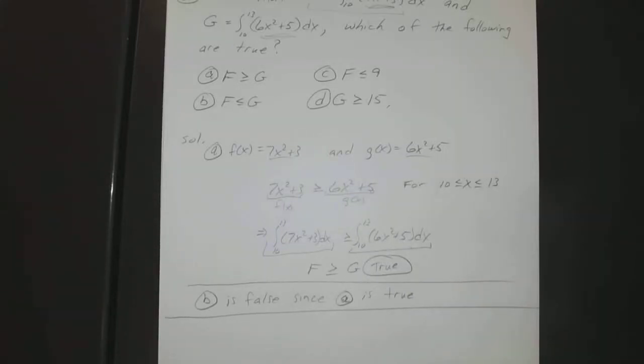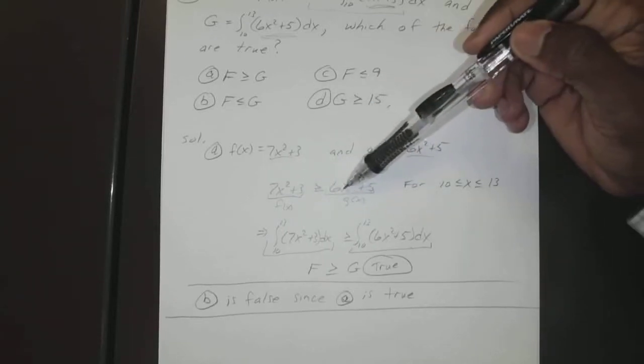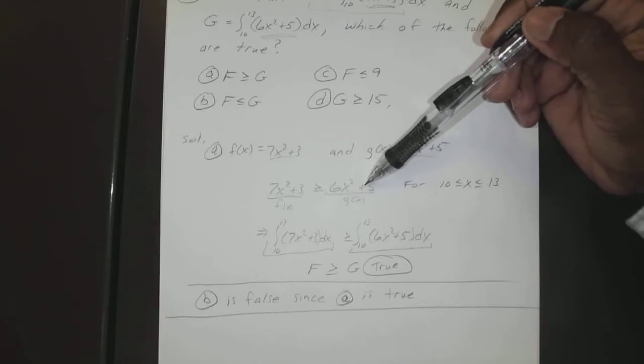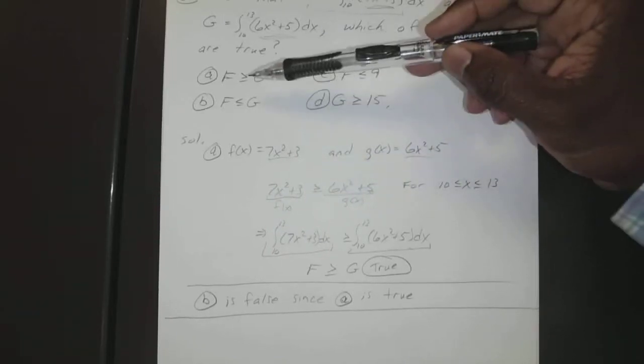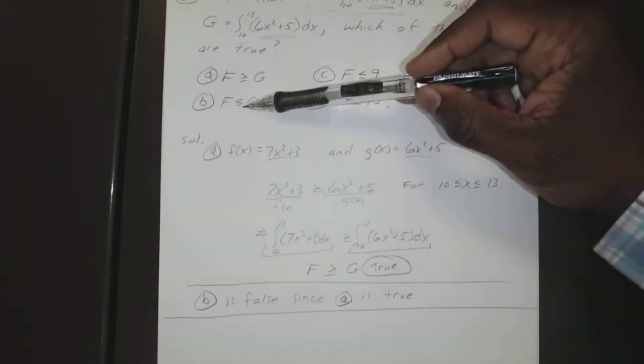So let's say that both of them were plus 5, and then your range was from 0 to 12 or whatever. That means you can actually have both A and B be true as well, only if they were both equal. So if you had 7x squared plus 3 here, it would have to be plus 3 here. That was the only way both could be equal. So if they were both 7x squared plus 3, then this one and this one will both be true.